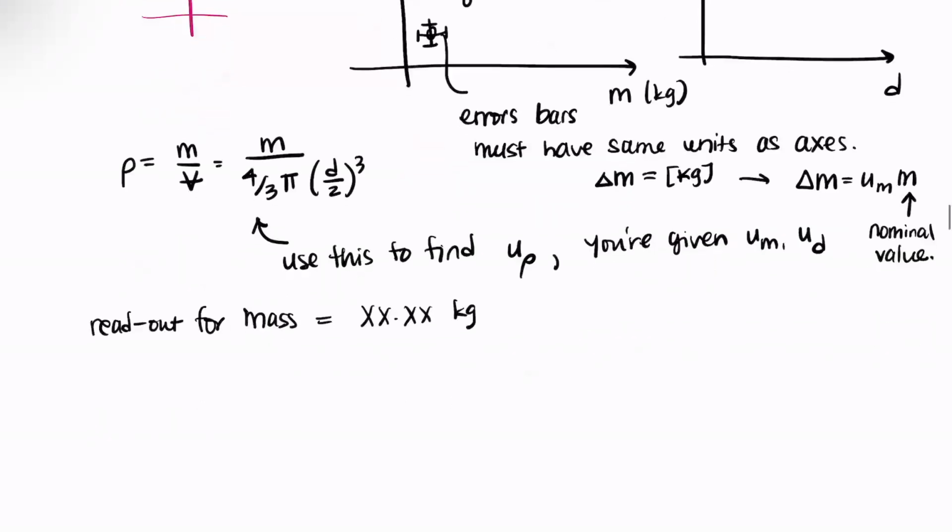Okay, so if this were the case, then we know that our delta M is going to be equal to half of the smallest measurement this scale can do. The smallest measurement that it can do is 0.01, right? So we'd have 0.01 kilograms divided by 2. So your delta M is going to be this. All right, and it doesn't matter what the measurement was, that's the delta M. Okay, the U sub M changes, because if you're dividing by M, the percentage changes, right?